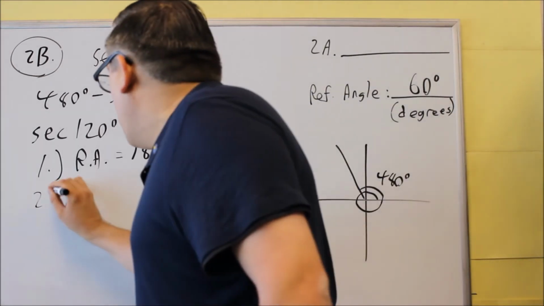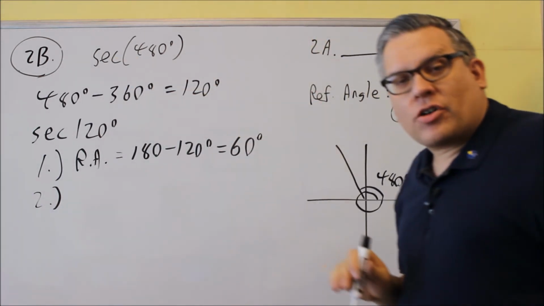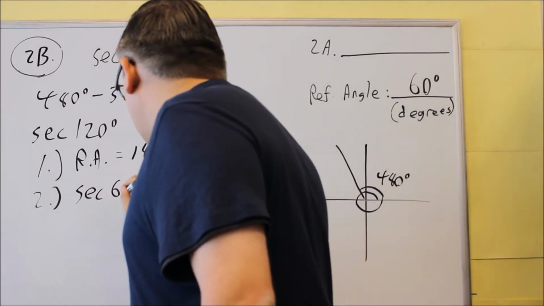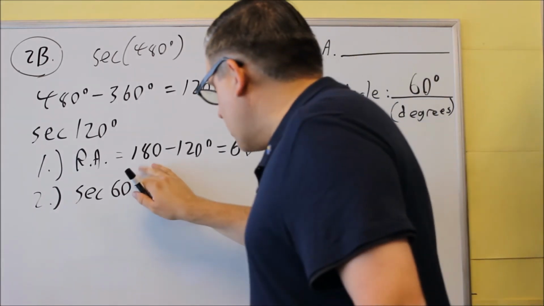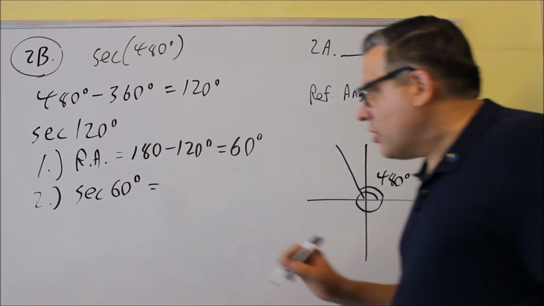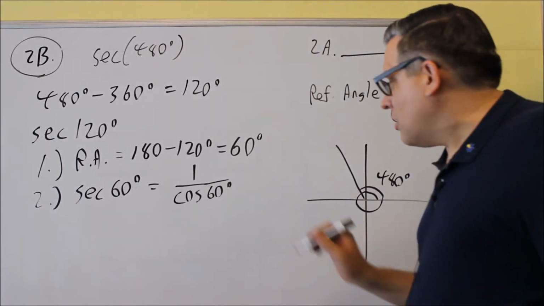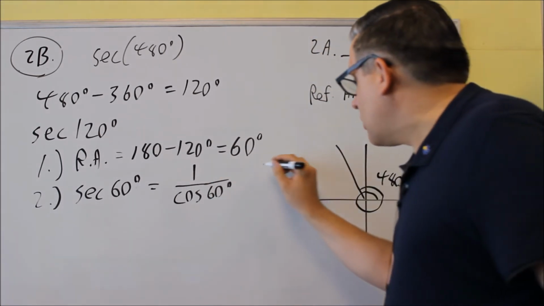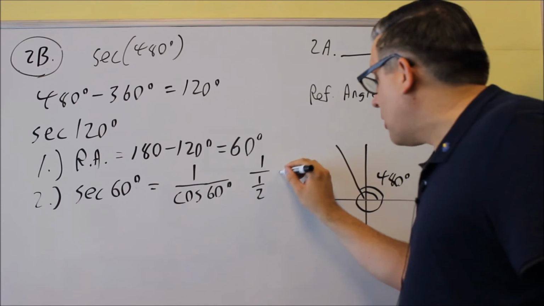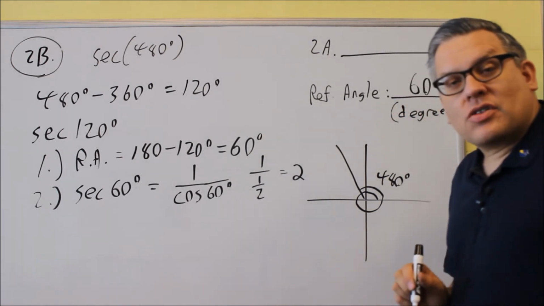The second step is to apply the reference angle to the trig function. In this particular problem, your trig function is secant. So we want to do secant 60 degrees. We need to apply an identity for this one. Secant is the same thing as 1 over cosine. So we're really doing 1 over cosine 60 from the unit circle. The value of cosine 60 is 1/2. So we're doing 1 divided by 1/2. When you flip and multiply, you get a value of 2. That would be the exact value for secant 60 degrees.